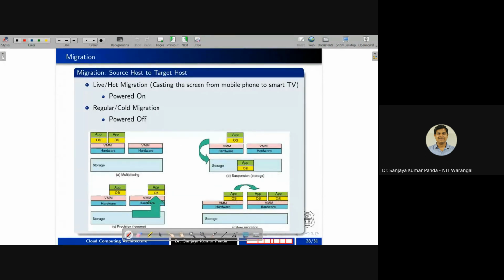Yes, the last part that I want to discuss is called migration. So migration is usually done when the resource is not sufficient, right? For example, here you can see we have hardware. On top of hardware, we have a virtual machine monitor. So this hardware is physical hardware, which you can consider CPU, you can consider RAM, you can consider all the accessories related to the computer system.